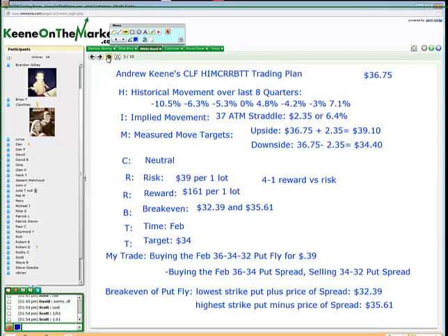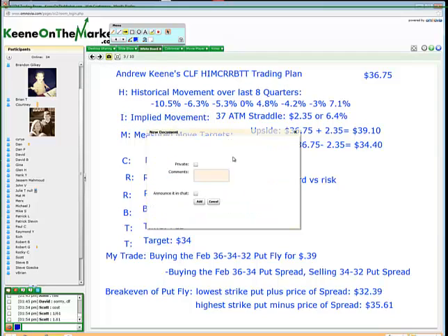So I'm going to say this for you guys. I've not got filled on the spread. So this is CLF for earnings, 2/12/2013, CLF HIM Cribbit. I have not got filled on the spread. I'm currently working this order.